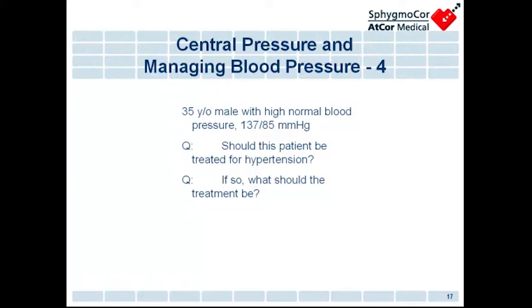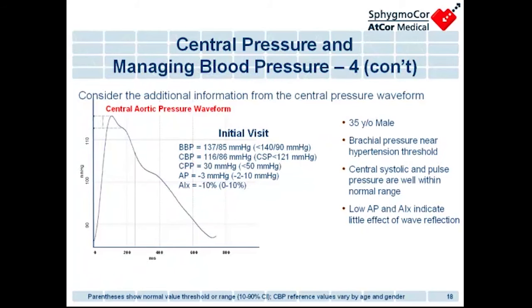So we've got someone with blood pressures that are still within the normal range, but really high normal. We'd call this pre-hypertension. Should this patient be treated, and if so, what should the treatment be? And again, this presupposes no diabetes, no chronic kidney disease, no proteinuria.